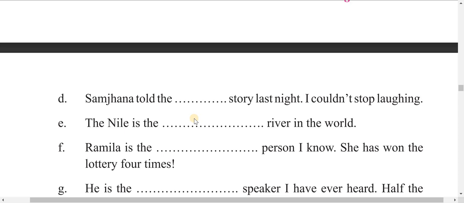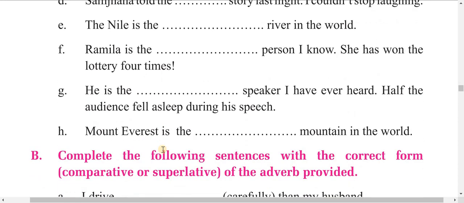See, the Nile is the longest river in the world. You can see longest river. Ramila is the luckiest. Ramila is the luckiest person I know. She has won the lottery 4 times. He is the speaker I have ever heard. He is the most boring speaker.